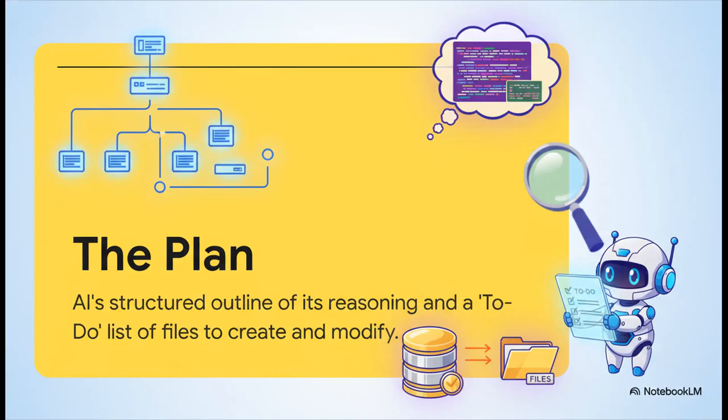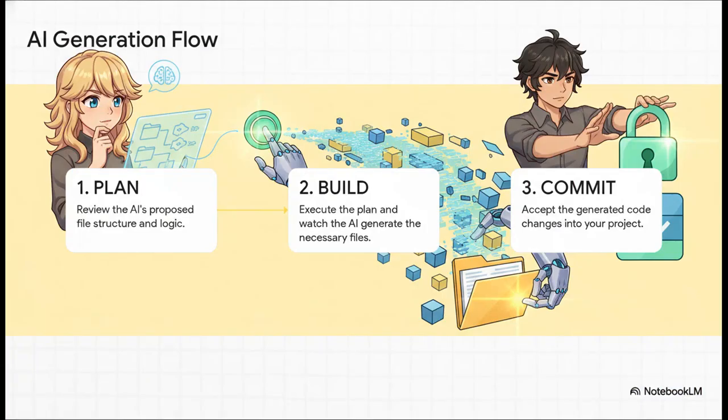So instead of the AI just immediately dumping a wall of code on you, you can use this feature called the plan. And trust me, this is a total game changer. What happens is the AI first gives you a structured, detailed breakdown of its approach. It explains its reasoning, shows you the file structure it's planning to create, and gives you a to-do list of every step it's about to take. This gives you a chance to review everything and make sure it makes sense before a single line of code gets written.